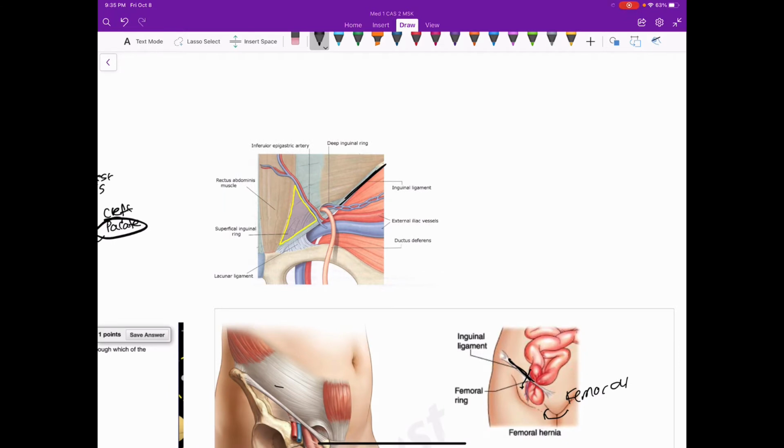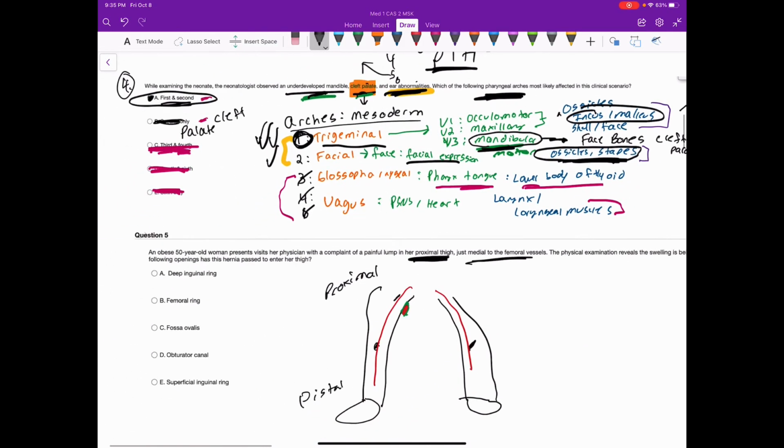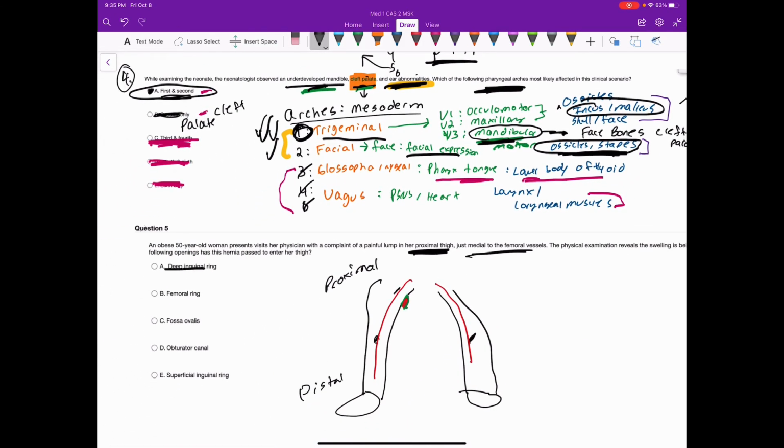Inguinal ligament? Probably not, because it's below it. Deep inguinal ring? No, because it's got to be below it. Superficial inguinal ring? No, because we said it's got to be below it. Okay, so if we go to the answers, deep inguinal ring we already crossed off. Superficial inguinal ring we already crossed off. Now we have femoral ring, fossa ovalis, or obturator canal. Fossa ovalis, this is in the heart, so this is wrong. So now we're between the obturator canal and the femoral ring.